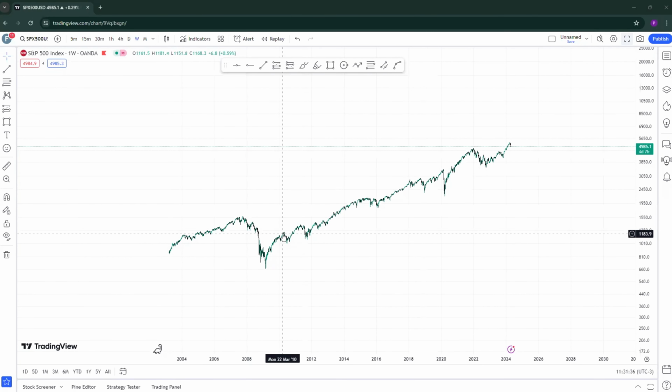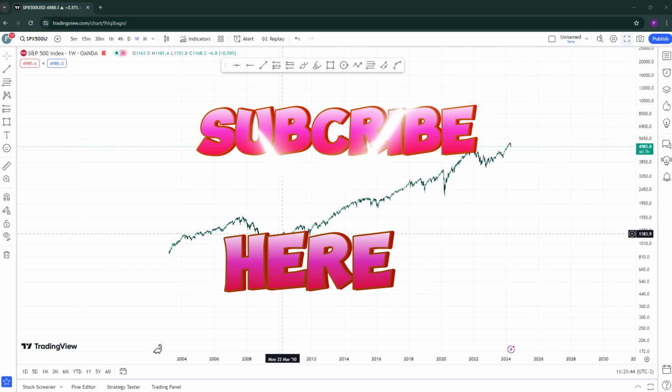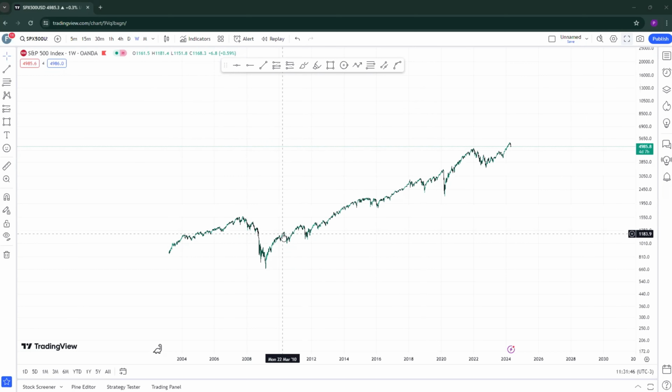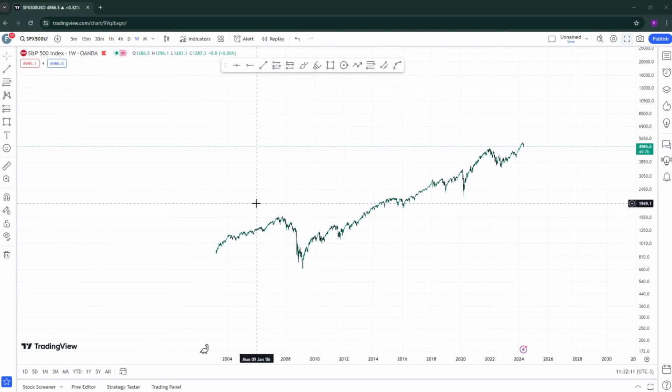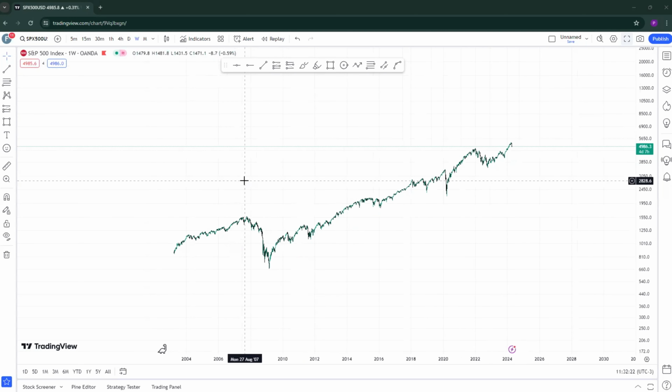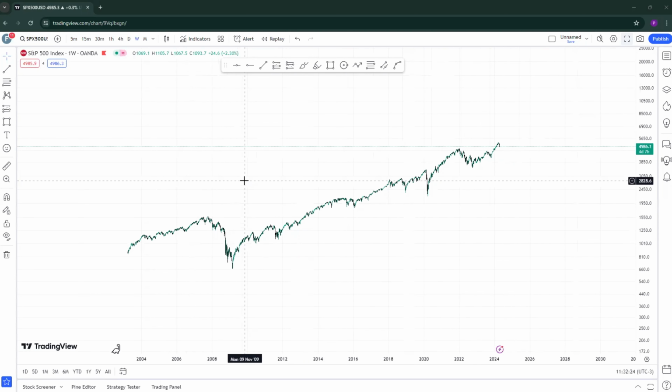Okay guys, so welcome back. As I said earlier, we will be using the S&P 500 for this top-down analysis. It can be used on any other instruments like forex, commodities, and stocks. The first thing that I do is go to the weekly time frame. On the weekly time frame, I don't do much over there. What I do is just watch the market and identify the trend.